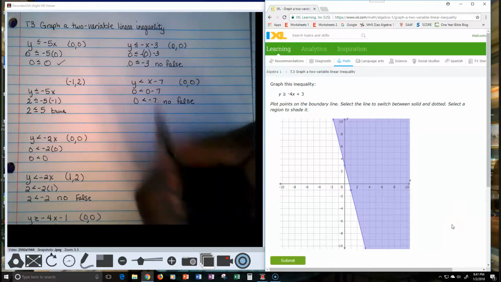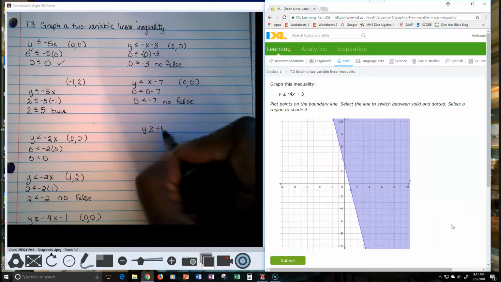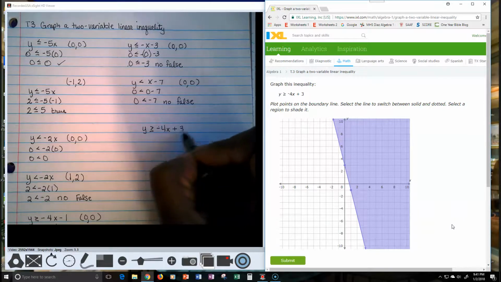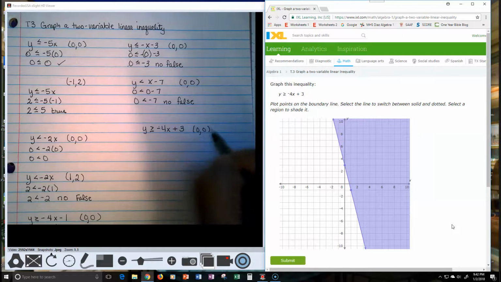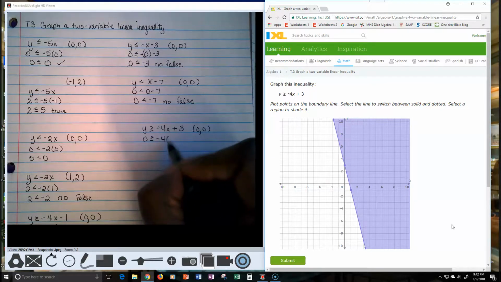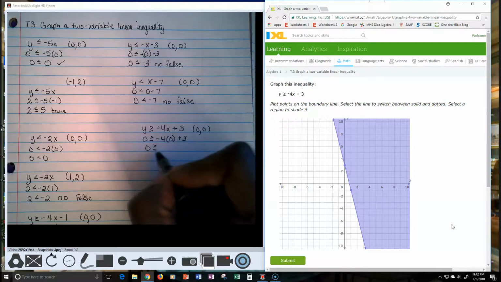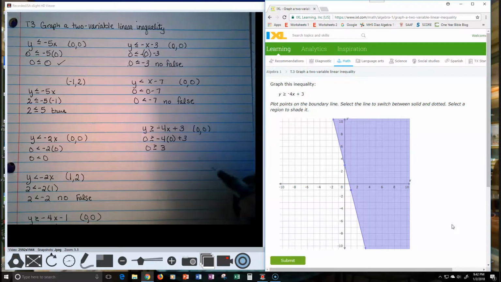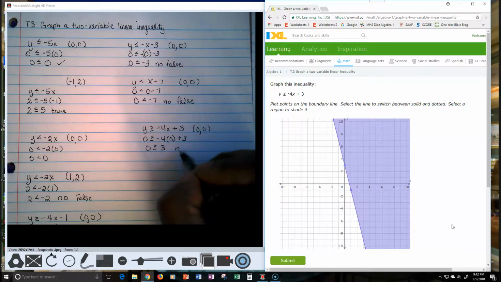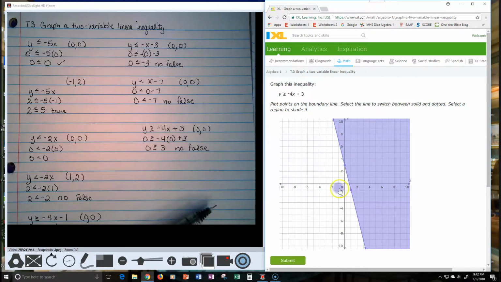Again, test it if you must. So we have y is greater than or equal to negative 4x plus 3. We're going to test 0, 0. So we have 0 greater than or equal to negative 4 times 0 plus 3. 0 greater than or equal to 3. Is that true? No, that's false. So we don't shade the side that includes 0, 0. We shade the opposite side.